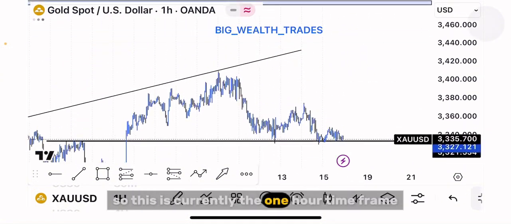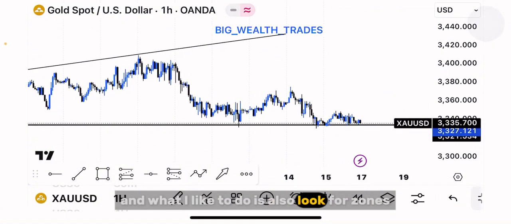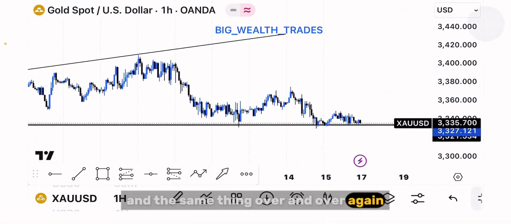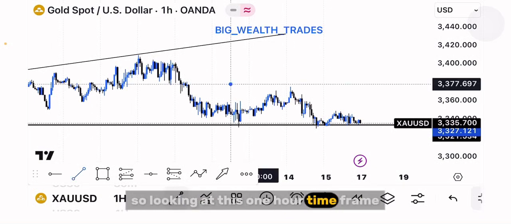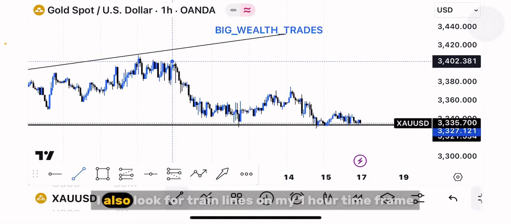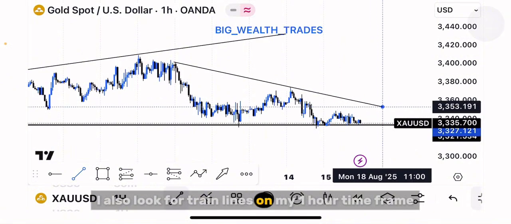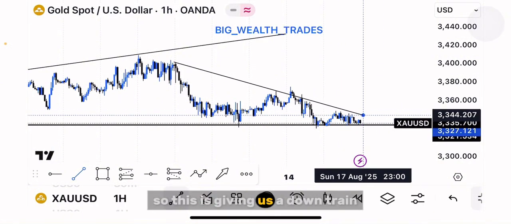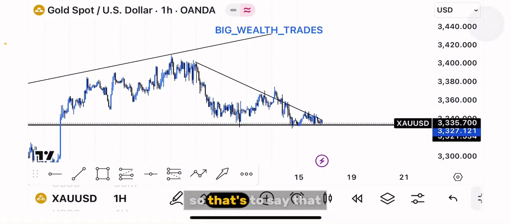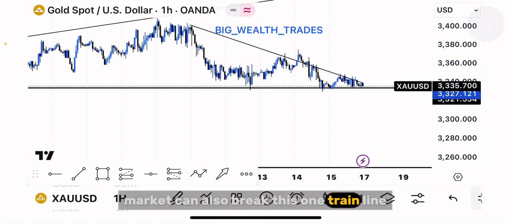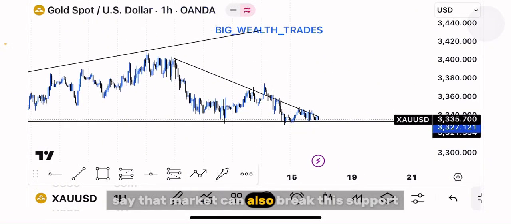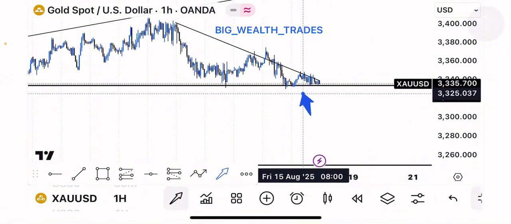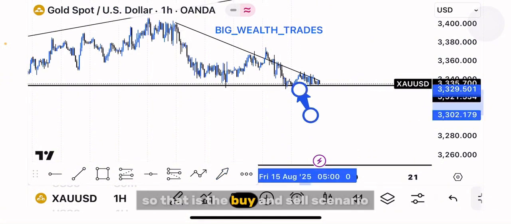So this is currently the 1 hour time frame, and what I like to do is also look for zones and do the same thing over and over again until I see a good price action. Looking at this 1 hour time frame, as you guys know, I also look for trend lines. So this is giving us a downtrend. This is a very solid downtrend. So that's to say that the market can also break this trend line, and at this point it's also giving us a support. That's also to say that the market can also break this support. So that's the buy and sell scenario.